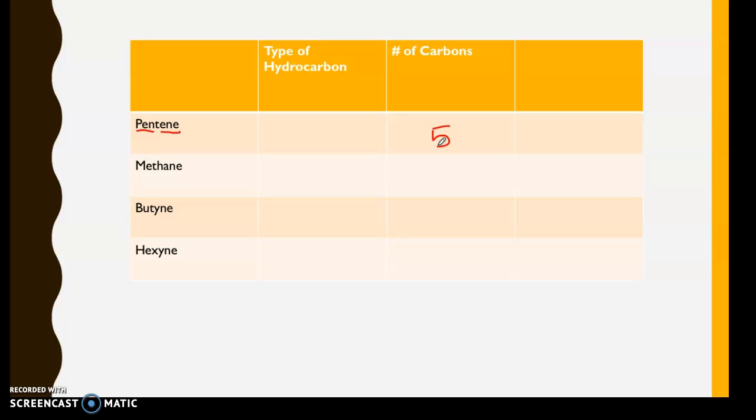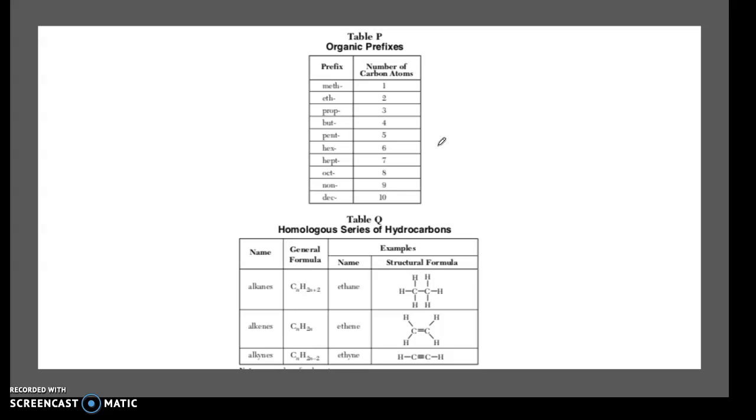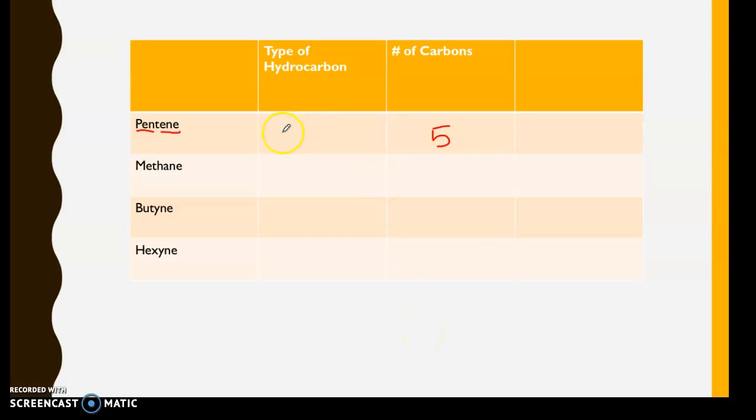And let me look at table Q to see what type of hydrocarbon it is. Because it ends in an ene, that means that it is an alkene. Okay, so that means it has a double bond. So I'm going to go ahead and write that right here. Okay, let's do another one. Now, I like to also put in parentheses, I'm working with a double bond.